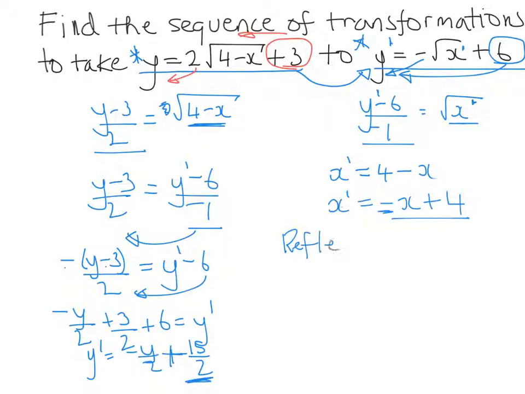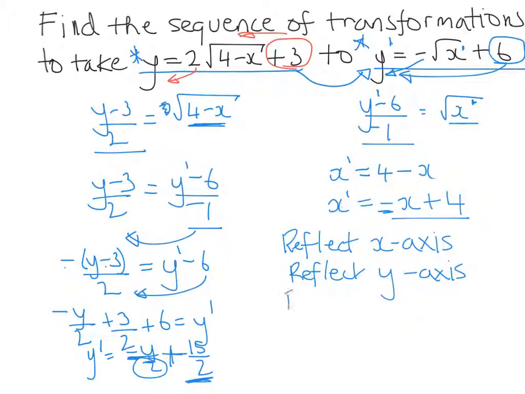Reflect in x-axis. That's what that negative x does. That negative y, that's reflected in the y-axis. Oops, those are the other way around. I suppose it doesn't matter. Now with this 2 on the bottom here, that is dilate from the x-axis by 1/2.